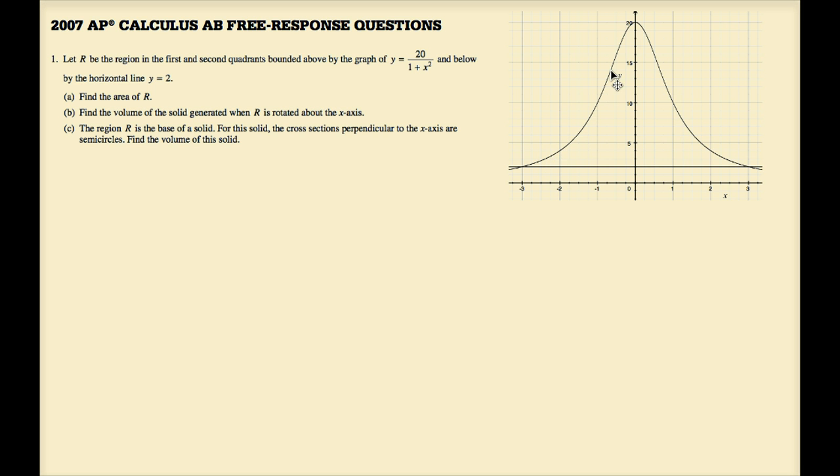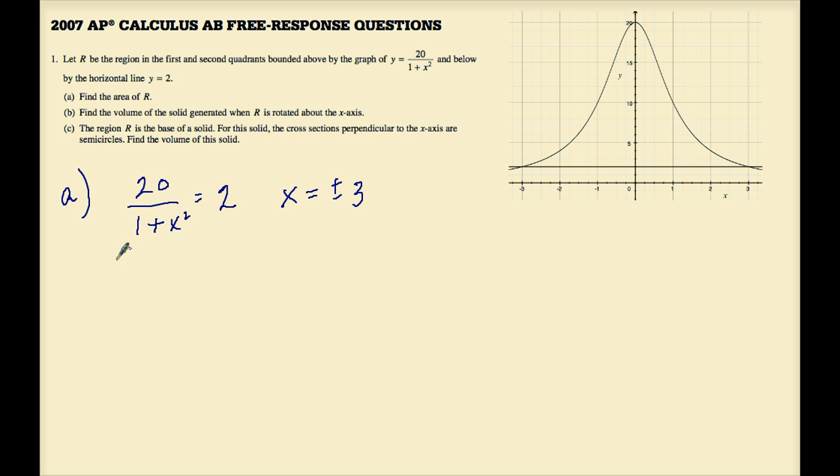So we'll need to take the function curve and subtract the horizontal line y equals 2 to find this area. This is on the calculator allowed section of the exam. So let's find the endpoints of integration by setting these functions equal to each other. 20 over 1 plus x squared is equal to 2 when x is equal to plus or minus 3.